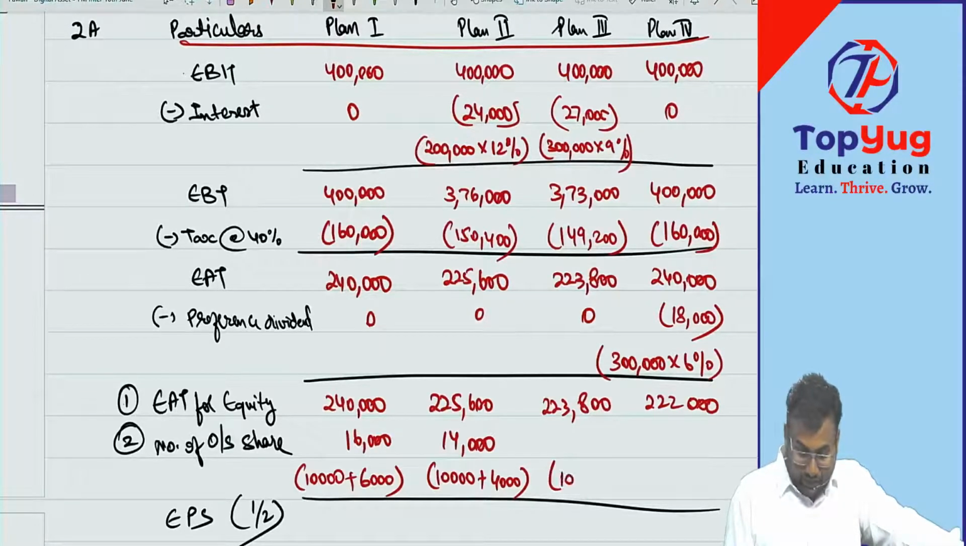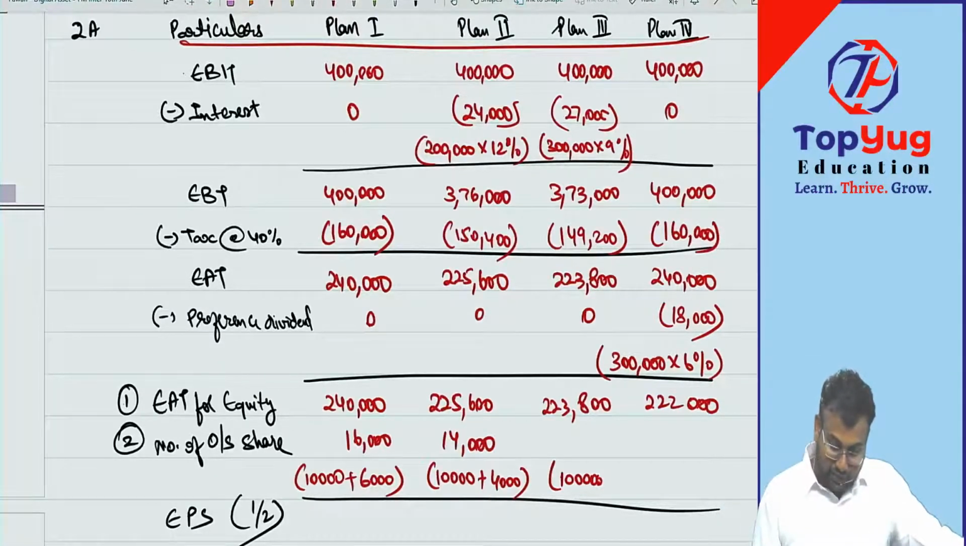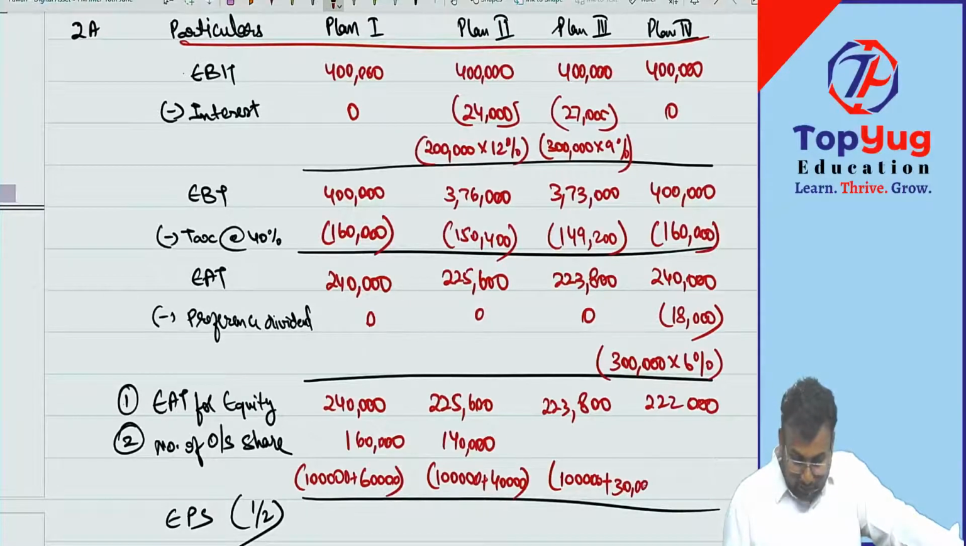Again, 10,000 old shares. Oh, sorry. 1 lakh. Oh, I've taken 110 less. Okay. So plus 60. So this will become 160. So 1 lakh plus 30,000 and same again 1 lakh plus 30,000.